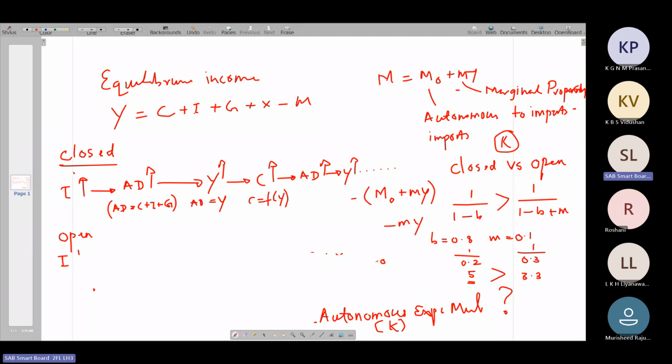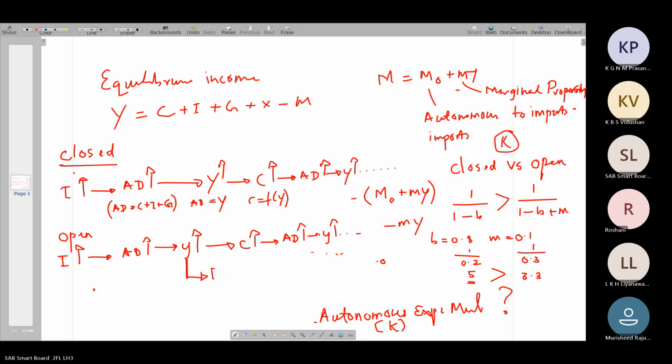When you come to the open economy, if there is a rise in investment in the open economy model, the same thing will increase aggregate demand and income. Then consumption increases, aggregate demand increases and income increases. That process is going on, because when investment increases, aggregate demand, income and consumption rise. But another process starts from here. When income increases, what happens?